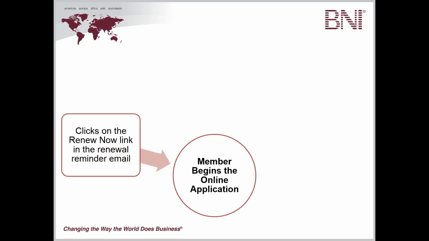There's actually 4 different ways that they can do this. The first of which is that they will get a renewal reminder 60 days before their due date. Again, 60 days before their due date, they should get that renewal reminder. And in that email, there is a link that says, would you like to renew now? And they can click that link and they can go ahead and start the renewal.